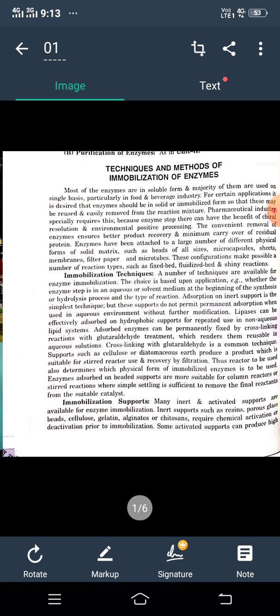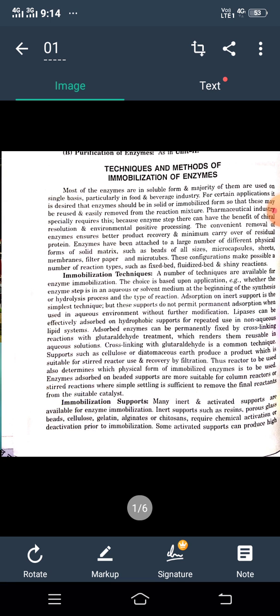Supports such as cellulose or diatomaceous earth each produce a product which is suitable for stirred reactor use and recovery by filtration. Thus, the reactor to be used also determines which physical form of immobilized enzyme is to be used. Enzymes adsorbed on beaded supports are more suitable for column reactors, or for stirred reactions where simple settling is sufficient to remove the final reactant from the solid catalyst.